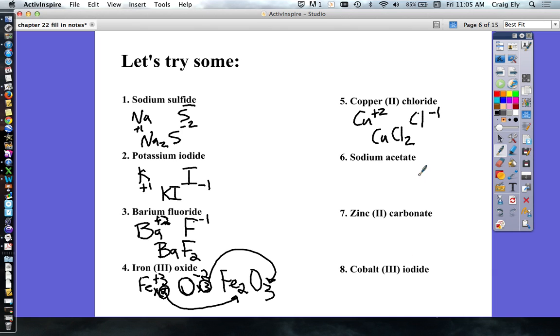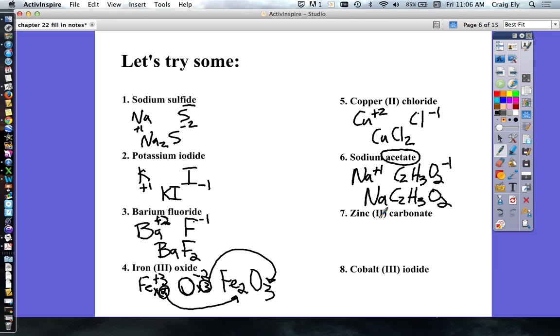All right. Here we have sodium acetate. Acetate is a polyatomic ion, okay? So you have to look at your polyatomic ion sheet to come up with your oxidation number or your charge. Sodium, we know, is a +1. Acetate is C2H3O2, and it has a -1 charge. So that works out great. Since they're both the same number, I just have to put the symbols together. So it's NaC2H3O2. Easy breezy.